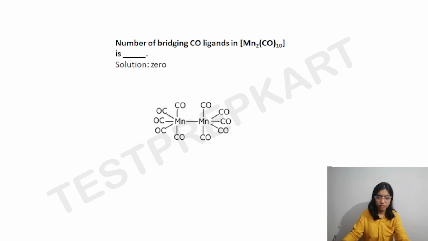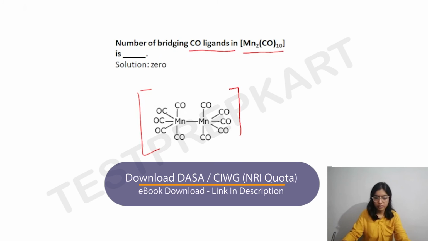Coordination chemistry. The number of bridging CO ligands in Mn2(CO)10. If you know the structure, you can see that the answer will be 0.